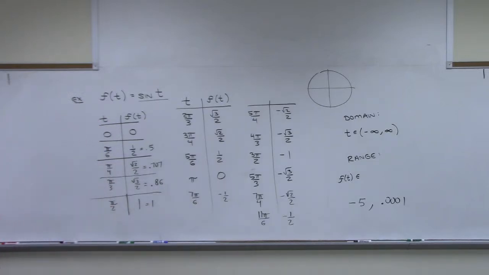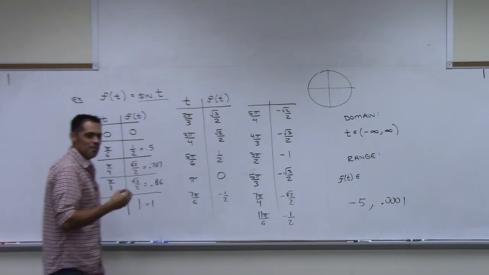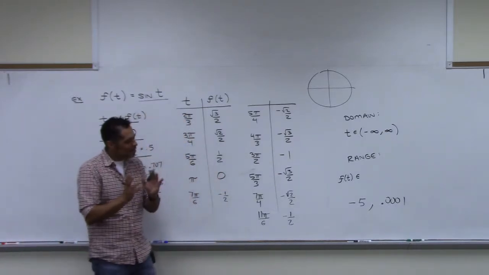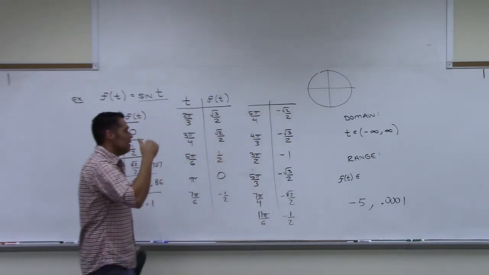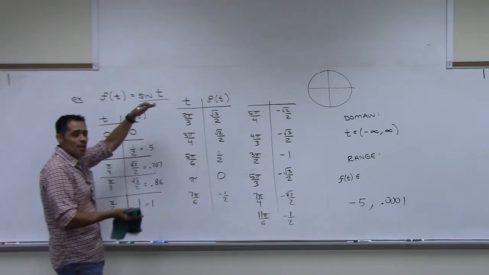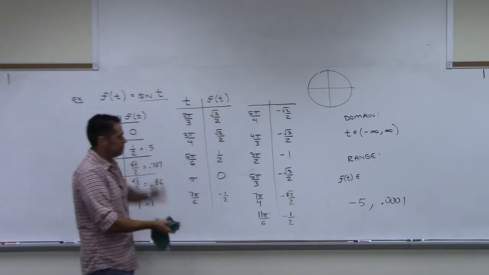Negative 5 is smaller in terms of number line. It's to the left. But which one of those has a smaller absolute value or magnitude? It would be 0.001. So we have to be a little careful with our language when we say small here. So the largest value would be 1, and the smallest in terms of number line would be negative 1. Agree?